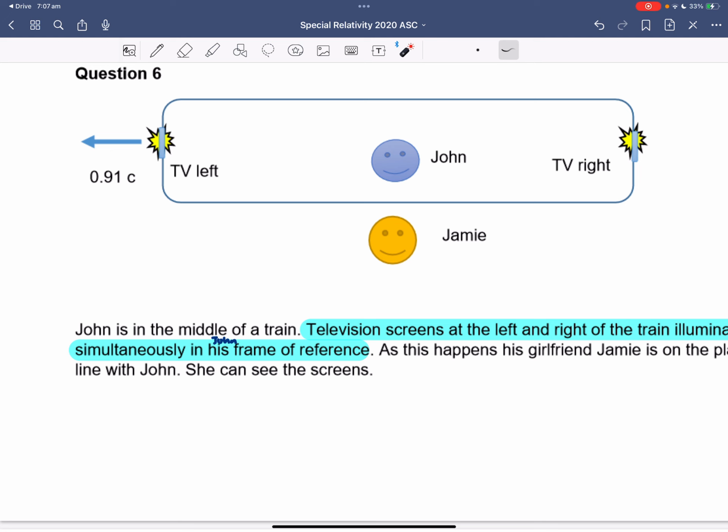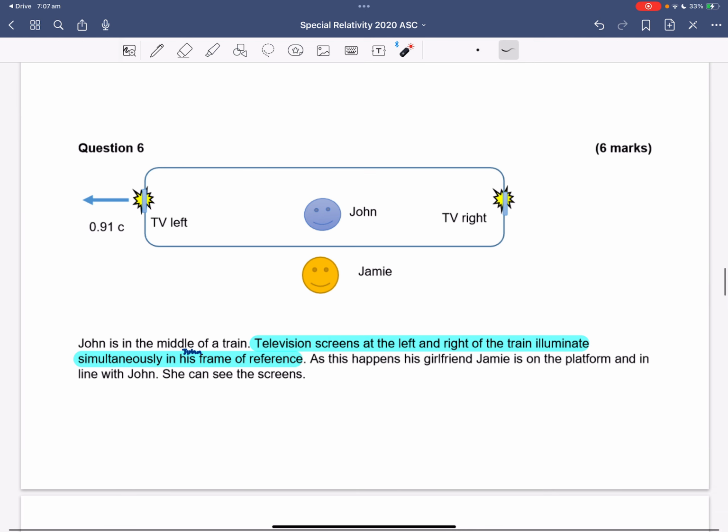Alrighty. So fine, and that's because he's in the middle, right? It says he's in the middle. And his girlfriend Jamie is on the platform. She can also see the screens. So here's the thing.